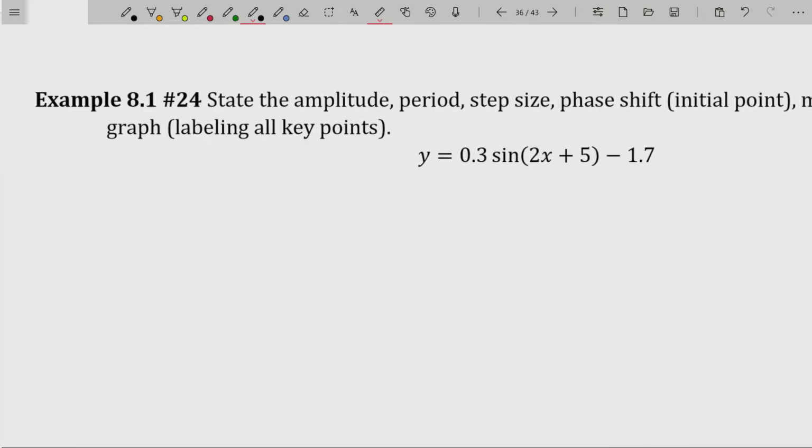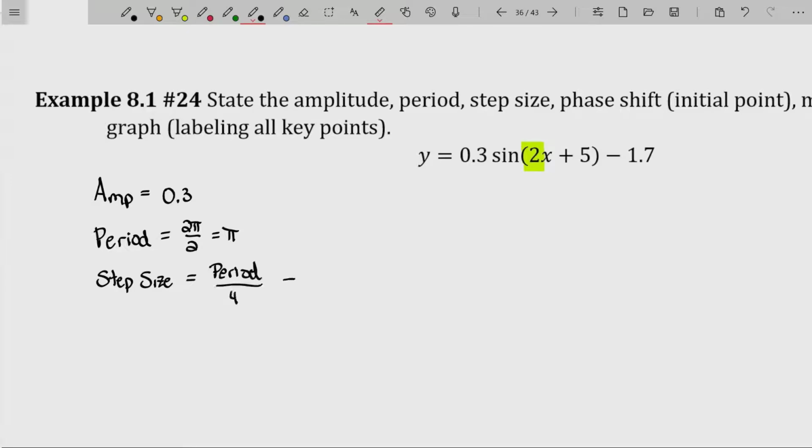All right, so what is the amplitude of our function? Well, remember, amplitude is the coefficient of the sine. So our amplitude is the absolute value of that, so that's going to be 0.3. Now that we're done with that, we move on to the period. The reason I know we're moving on to the period is because that's the next number in line. So period is 2 pi over that number. Oh, period's actually kind of nice here. And the step size is going to be that period over 4. So that's pi over 4.